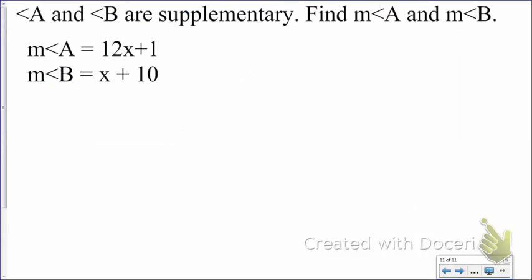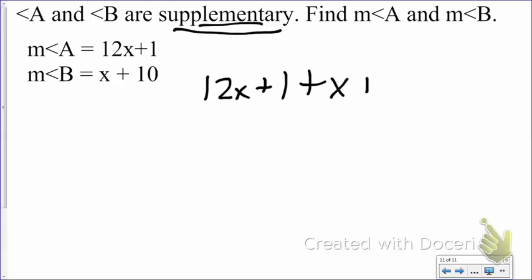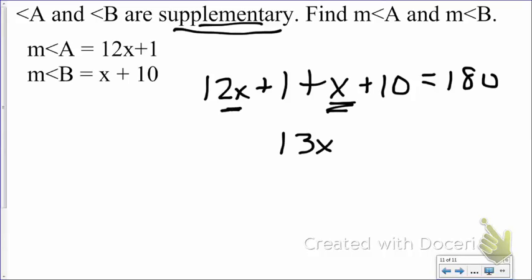Okay, last thing, we have one more problem, and that's similar to the one we did with the complementary angles. It says A and B are supplementary. Find the measure of angle A and the measure of angle B. So again, supplementary means that they add to 180. So when I set up my algebra problem, I'm going to have them add to 180. 12x plus 1 plus x plus 10 equals 180. If I put the like terms together, I get 13x, and the 1 and the 10 makes plus 11 equals 180.